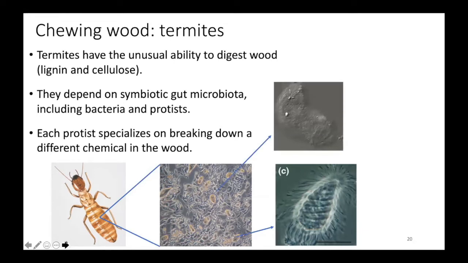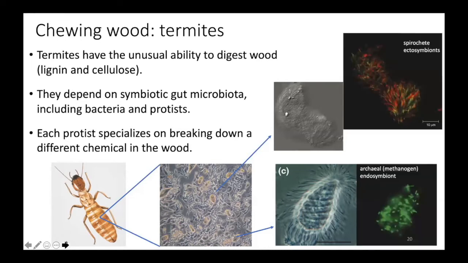It turns out that each of those protists specializes on breaking down a different chemical component of the wood. And even crazier, the protists are actually relying on bacterial symbionts inside or on the surfaces of their own cells to do that. So these are two examples of the protist cells. When you stain them with fluorescent dyes to detect particular bacteria, you can light up those bacteria either inside the cell on the lower end of the slide or on the surface of the cell on the upper part of the slide. So this is often described as a Russian doll or a nesting doll symbiosis.